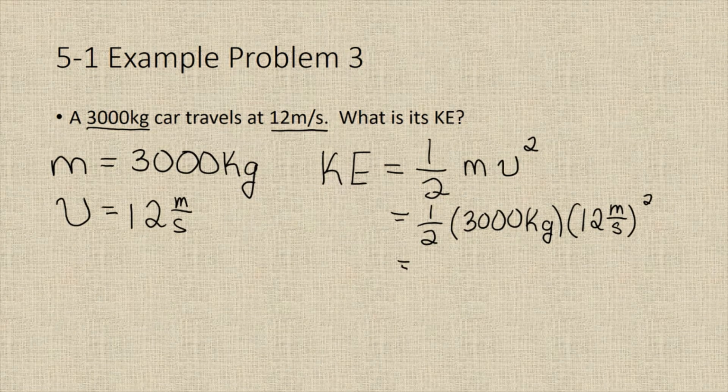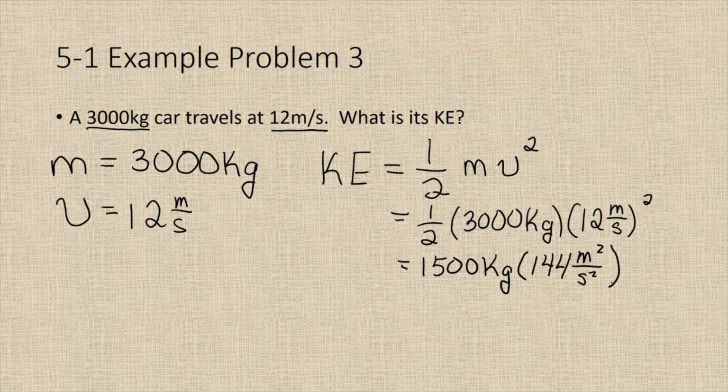So 1/2 times that 3,000 will give you 1,500. That stays as kilograms, no change to the unit there. 12 meters per second squared is 144 meters squared per second squared. This gives us our unit of the joule, and so we just multiply these two terms together. 1,500 times 144 will give you 216,000 joules of energy. Quite a bit of energy there.